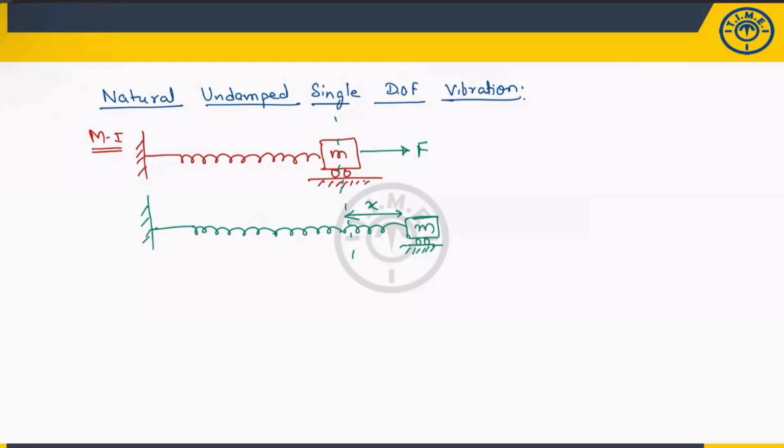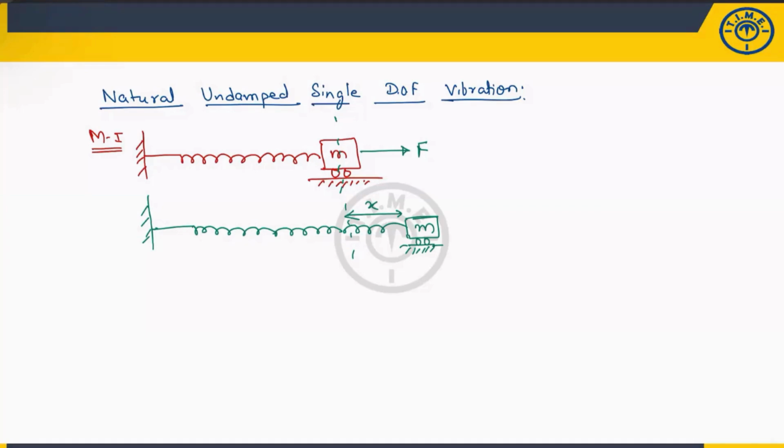I have told you this is basically a free vibration. That's why I have mentioned natural undamped single degree of freedom vibration. Natural means that once you apply the initial disturbance, the force will not act. Undamped means the energy will not be lost during the complete vibration. So you can also use the conservation of energy, which is only applicable in undamped vibration. So I'm discussing both the methods.